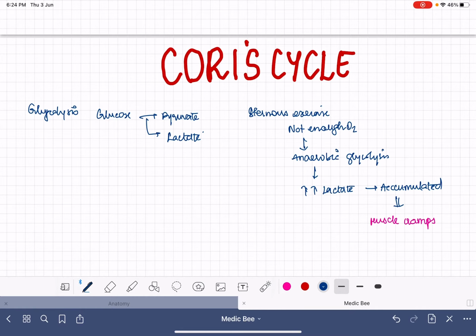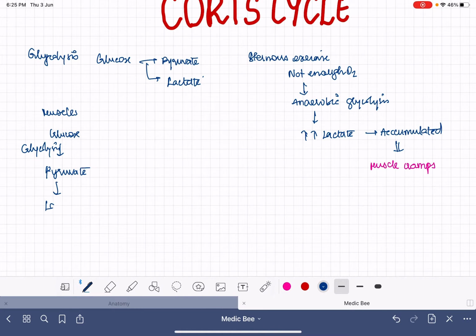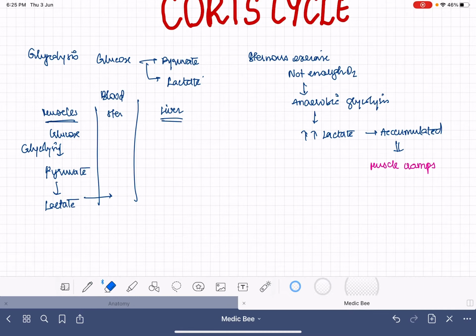That is where the body has a specific mechanism. In muscles, glucose is converted to pyruvate, and this is the process of glycolysis. Pyruvate is converted to lactate by lactate dehydrogenase, and this muscle lactate has to be somehow reduced in our body. This is where the main role of the liver comes in. The lactate in the muscle is then transferred into the bloodstream, and it then reaches the liver.